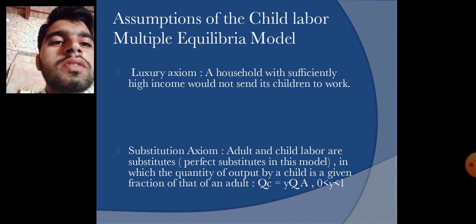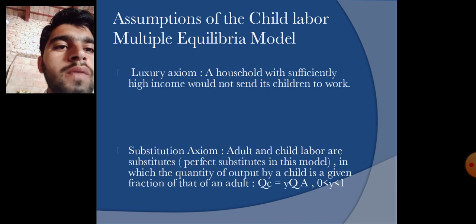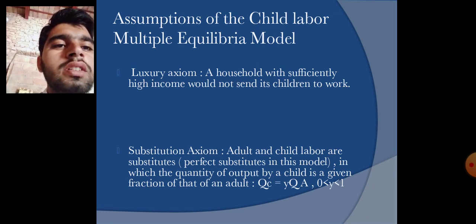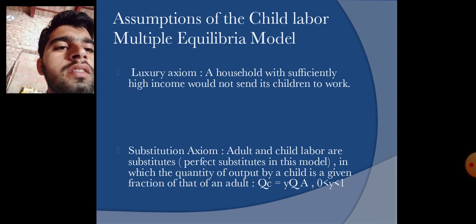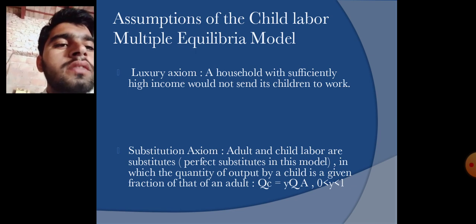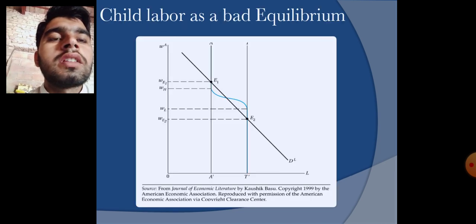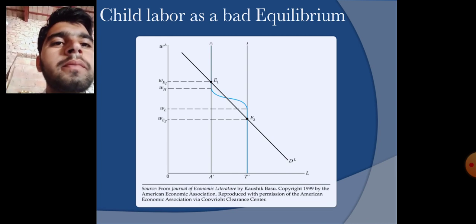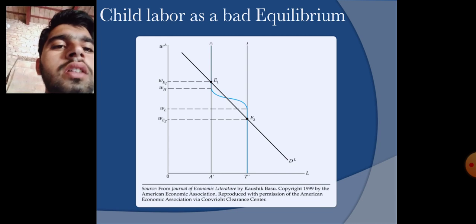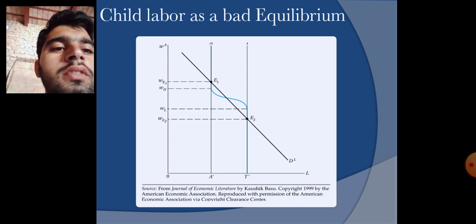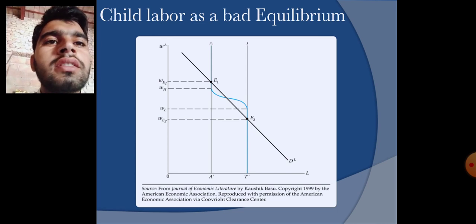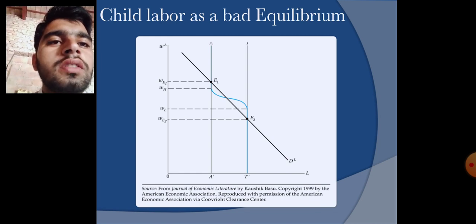Number two is the substitution axiom. Adult and child labor are perfect substitutes in this model, in which the quantity of output by a child is a given fraction of that of an adult, as in a formula. Child labor is a bad equilibrium, as shown in the graph. This is received from the Journal of Economic Literature by Kaushik Basu.